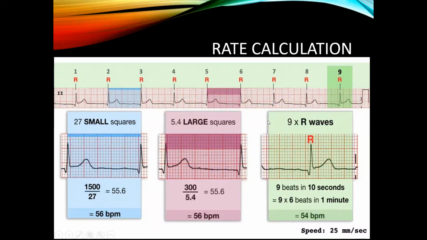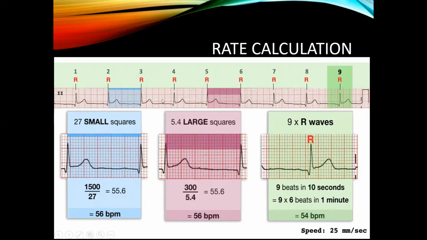So when we look at this strip or this diagram, it's showing us all methods. This is the small square method, this is the large square method, and this is the R wave method. In the small squares, we just counted the number of small squares in between an R to R interval, and then we did 1500 divided by the small squares. We got 55.6, which is rounding off to 56. Then on the large square method, we counted the big boxes. So 1, 2, 3, 4, 5, and then there's a little bit here. So that's about 5.4 large squares. So we did 300 divided by 5.4, that gives us 55.6, which is roughly 56 beats per minute.